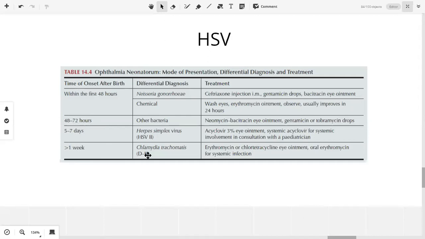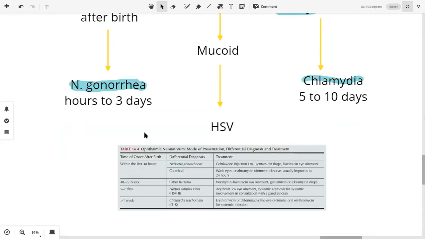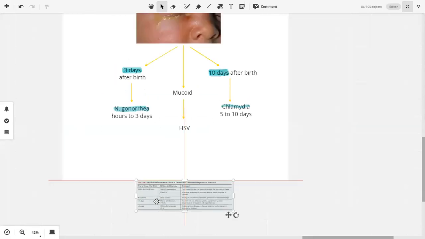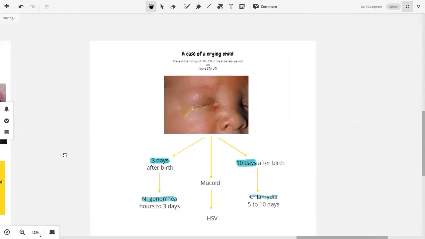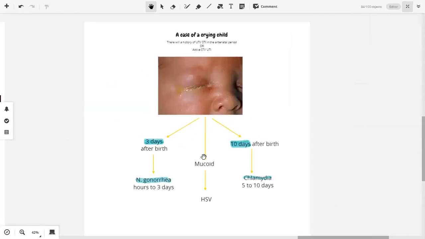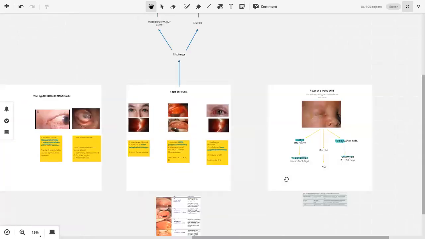And the third is chlamydia trachomatis, which has a time of onset after 1 week. So based on these 2 or 3 things which you have to remember, you will almost always get this question right. You will never have a problem solving the question. If you know that viral conjunctivitis presents with mucoid discharge and bacterial with mucopurulent and purulent, you will easily differentiate between the 2. And if you know that the incubation of Neisseria gonorrhea is hours to 3 days and of chlamydia it's 5 to 10 days, then you will easily be able to differentiate whether it's a chlamydial or a gonococcal neonatal conjunctivitis. So this was our third case.